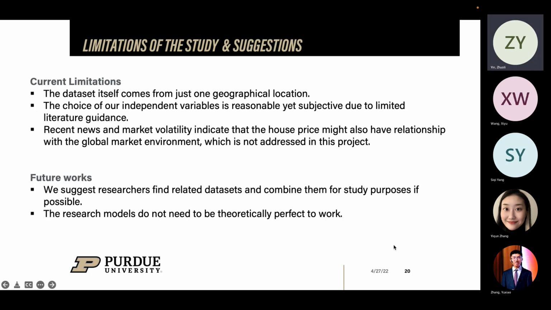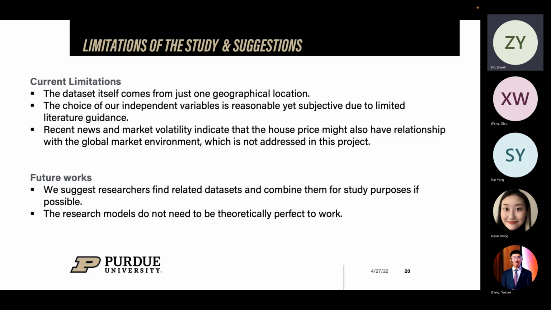There are still some limitations for our project. First, the data set itself comes from just one geographical location. And the choice of our independent variables is reasonable but subjective due to limited literature guidance. Finally, recent news and market fluctuations indicate that house price might also have a relationship with the global market environment, which is not addressed in this project.